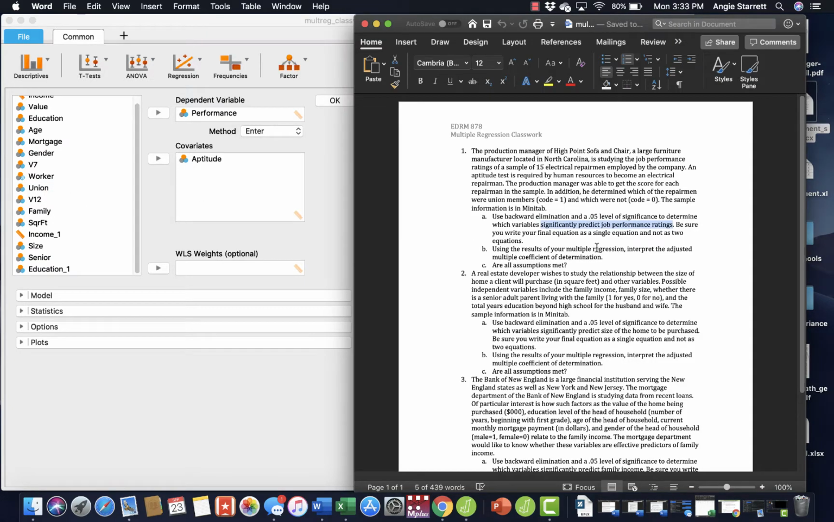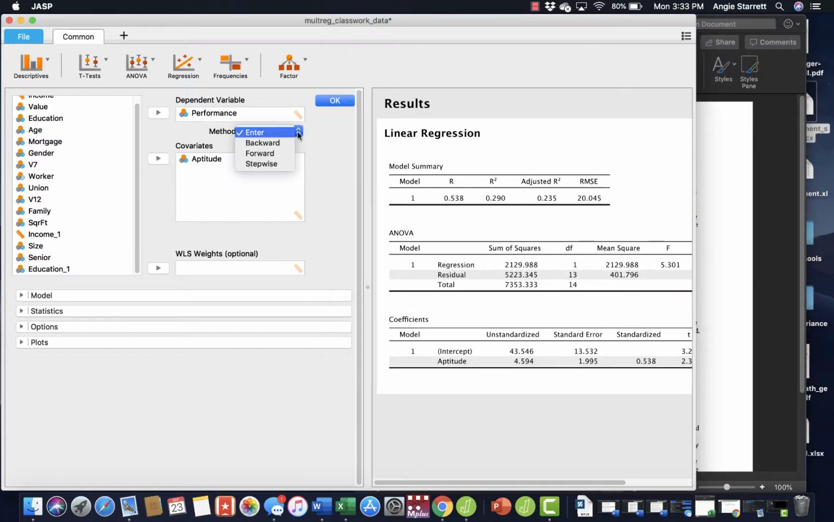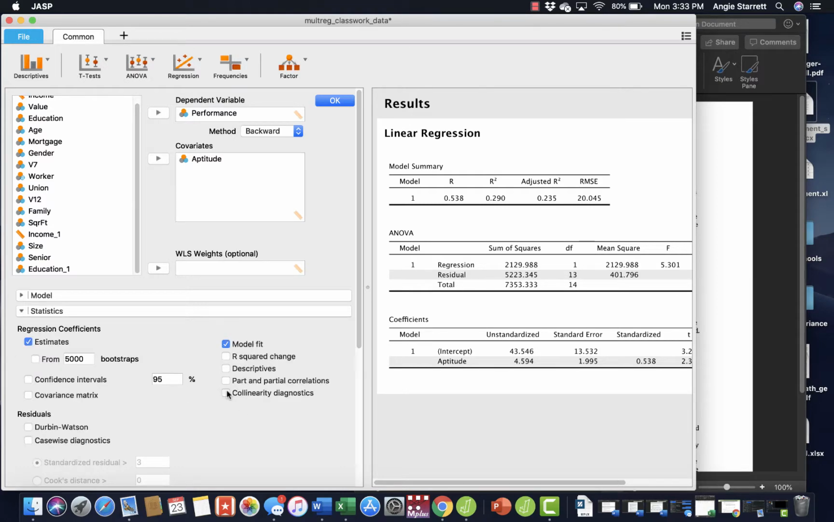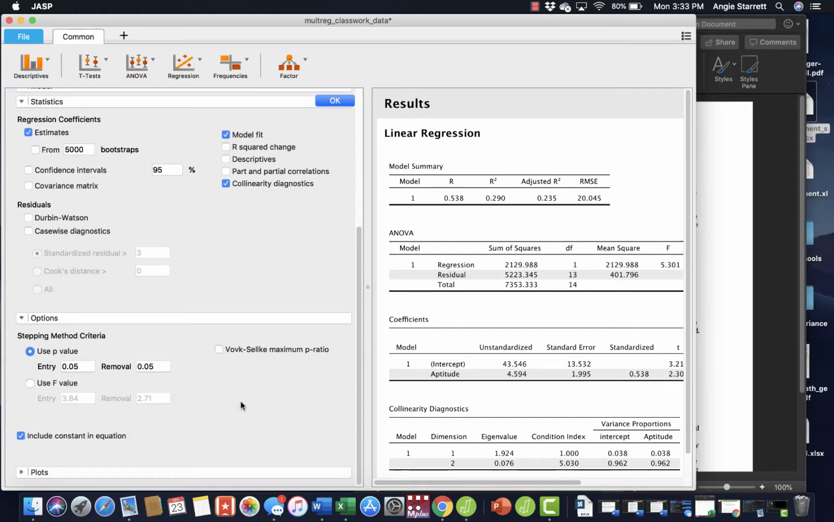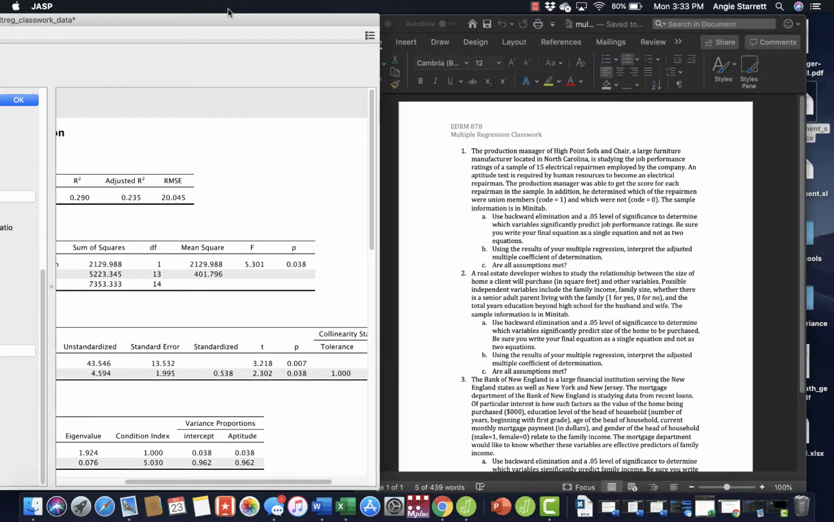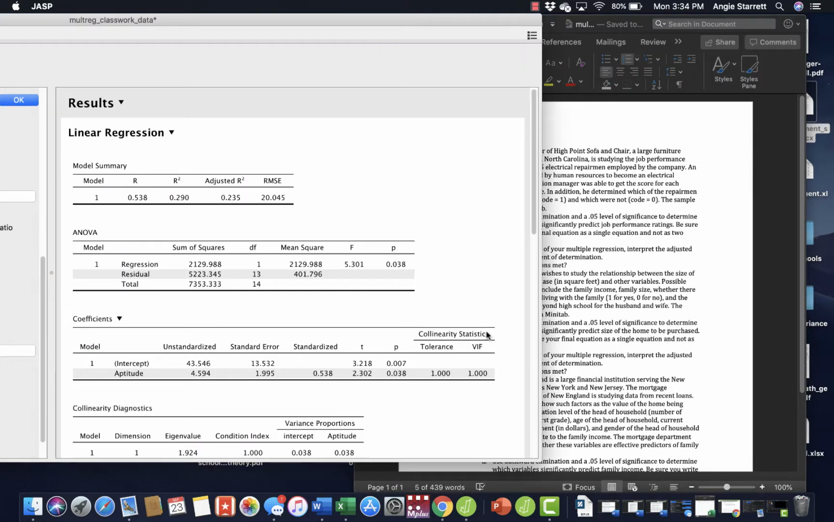All right, so we can go to backward elimination. This is just practicing, even though it doesn't really make sense with our one variable in there. We go under options and change that removal to 0.05. We want to go into statistics, check collinearity diagnostics, and then we want to go under plots and check residuals versus predicted and the QQ standardized residuals. All right, so let's take a look at what we've got here.